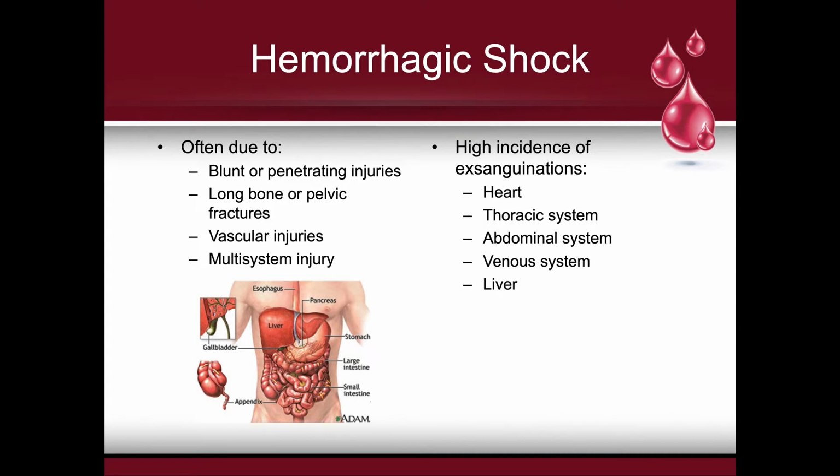Organs and organ systems with a high incidence of exsanguination from penetrating injuries include the heart, right? Obviously, with a stab wound or a gunshot wound to the heart, you can have a pretty quick exsanguination and death. The thoracic vascular system, anything that penetrates that, is going to be very similar to an injury to the heart. With the abdominal vascular system, there are a lot of problems with penetrating injuries to the abdomen. Of course, hemorrhage is one of them, but the sepsis that follows is also a huge problem.